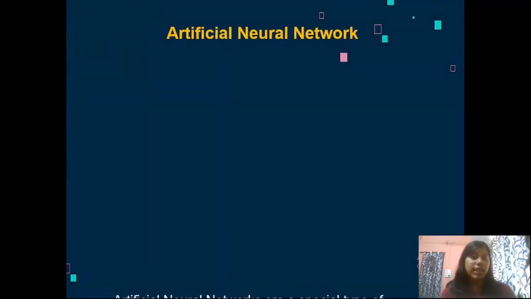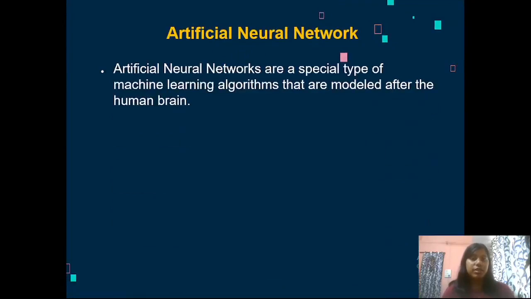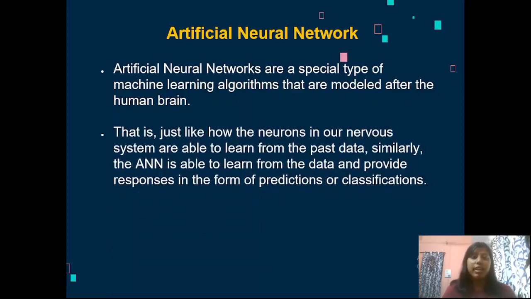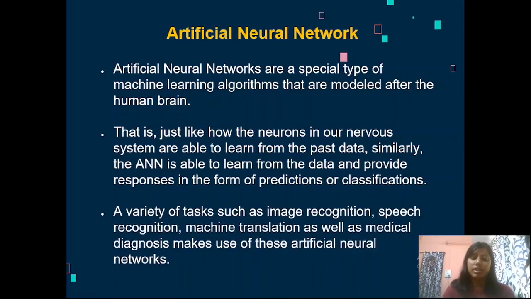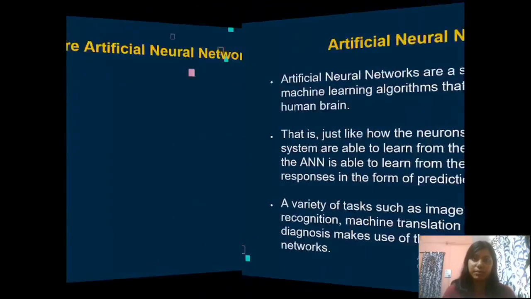Now, what is ANN? Artificial neural networks are a special type of machine learning algorithms that are modeled after the human brain. That is, just like how the neurons in our nervous system are able to learn from past data, similarly, the ANN is able to learn from the data and provide responses in the form of predictions or classifications. A variety of tasks such as image recognition, speech recognition, machine translation, as well as medical diagnosis make use of these artificial neural networks.